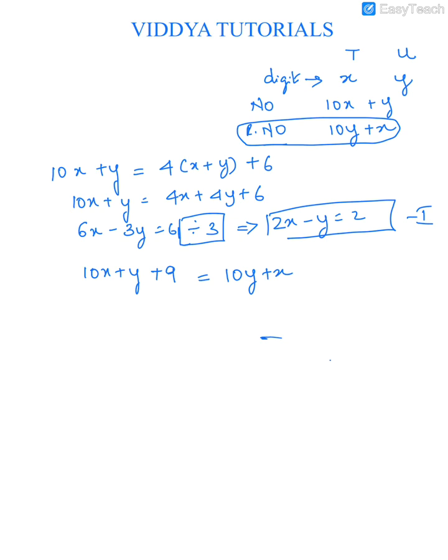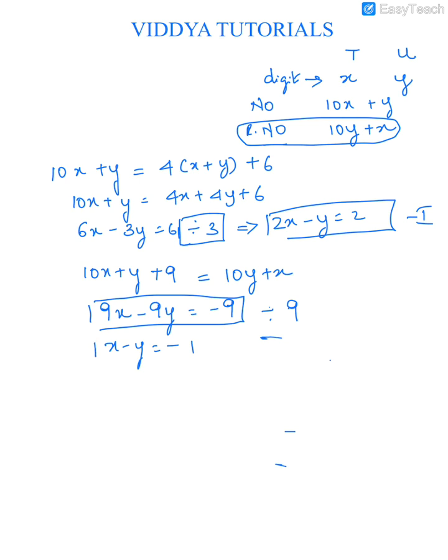So when I simplify this further, 10x minus x gives me 9x. This will become minus 10y over here. Minus 10y plus y gives me minus 9y is equal to minus 9. The 9 goes on the other side. It becomes minus 9. And when I divide this whole equation by 9, I will get x minus y is equal to minus 1. This is my equation 2.